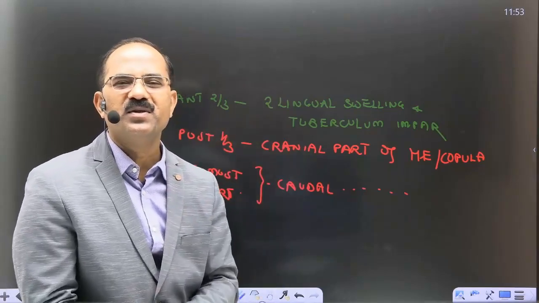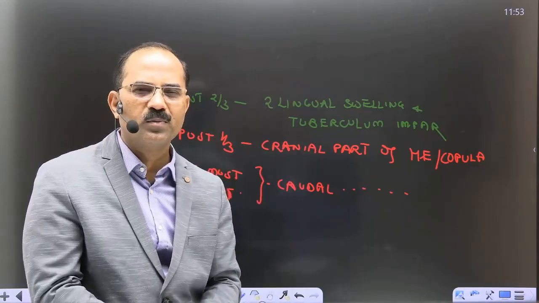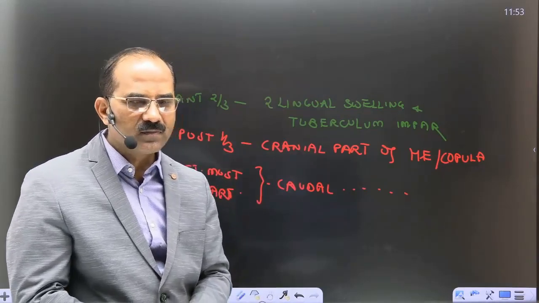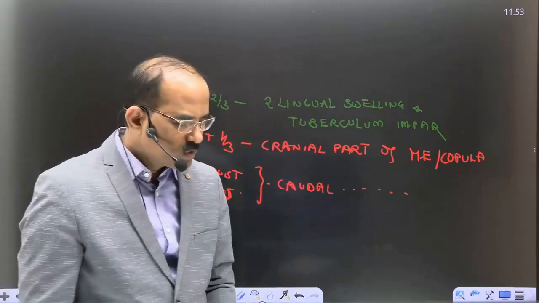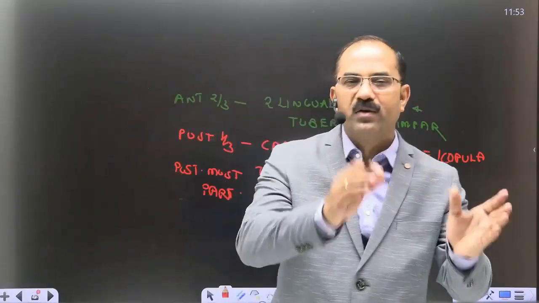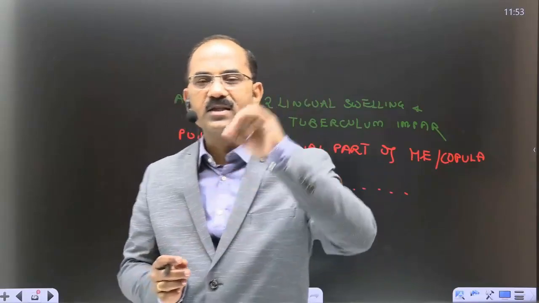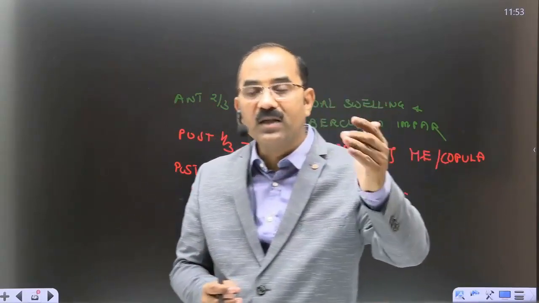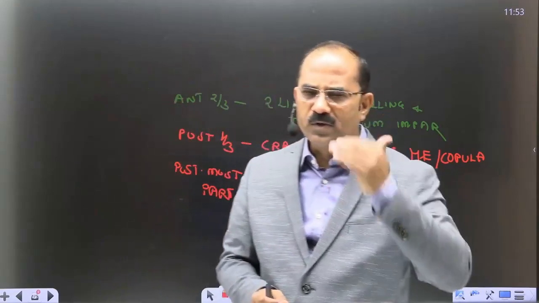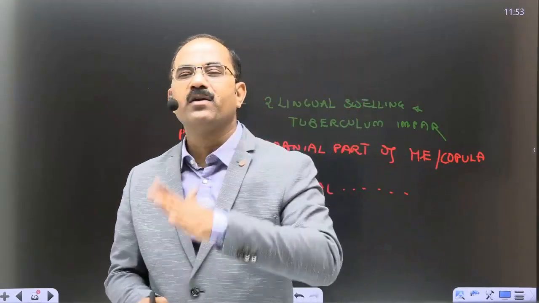Is this clear, students? The nerve supply of the tongue. I hope this is clear to all of you. And the development of the tongue. So the anterior two-thirds of the tongue is derived from two lingual swellings and tuberculum impar. That's in the first arch. The posterior one-third is derived from the cranial part of the hypobranchial eminence, and the posterior most part is derived from the caudal part of the hypobranchial eminence.